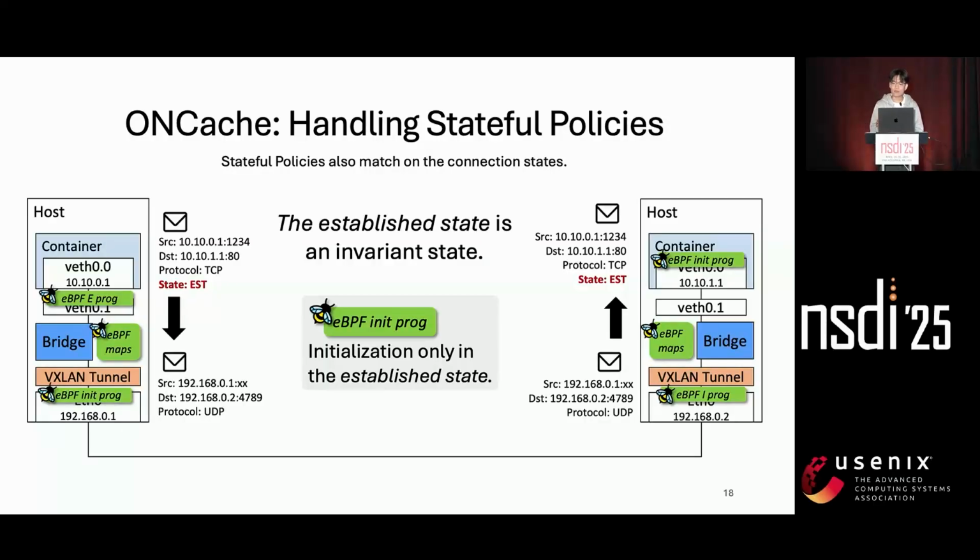And then let's quickly go through some design details. First, many real-world filters are stateful filters. They match not only on the FIB tuple of a packet, but also on the connection state. Fortunately, connection state also has an invariance property. That is, once the flow enters the established state, it remains unchanged until the flow terminates. So to leverage this, ONCache only initializes caches for flows that are in the established state.